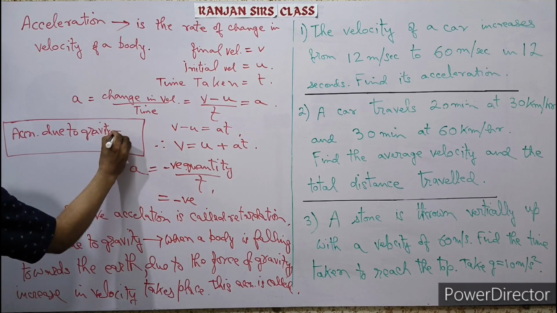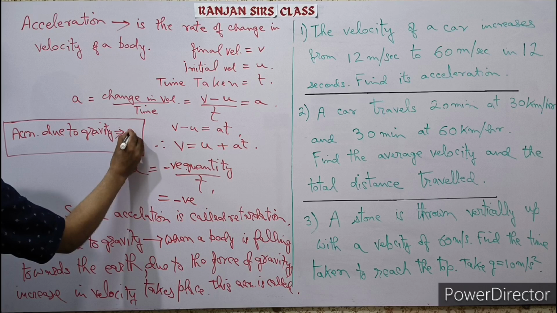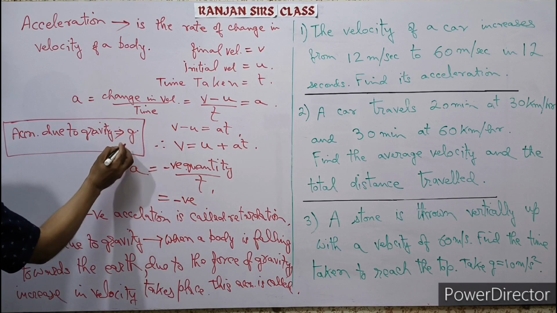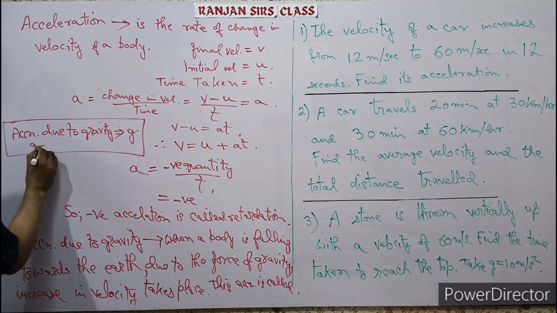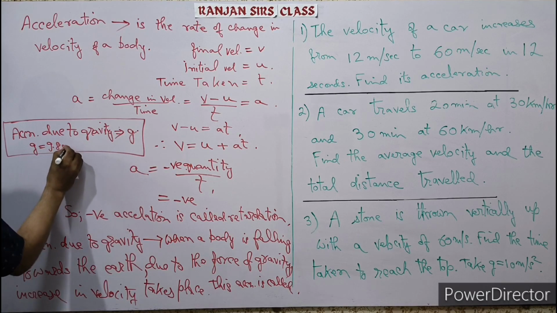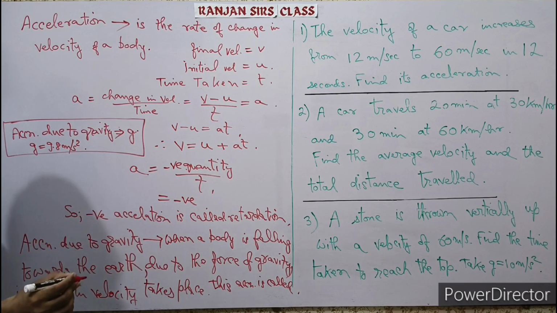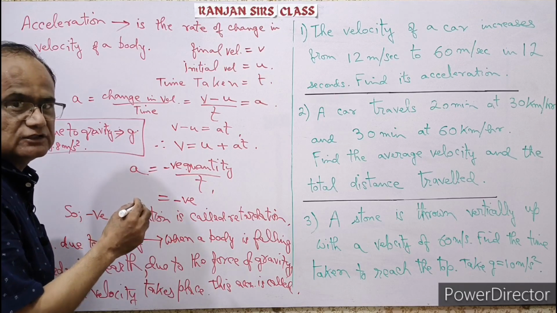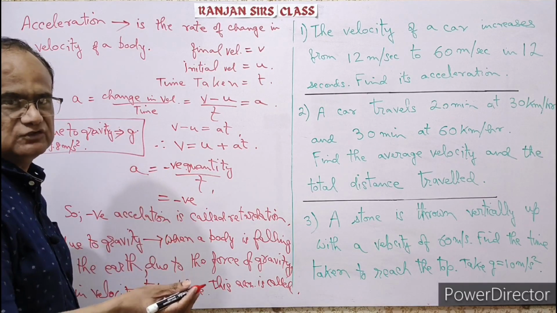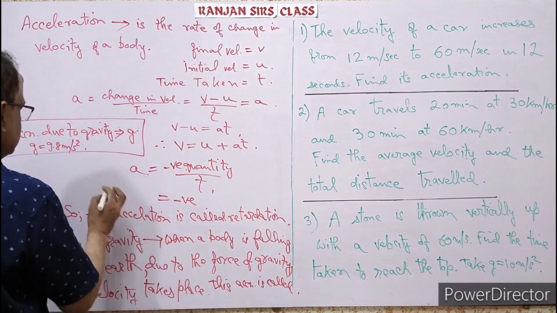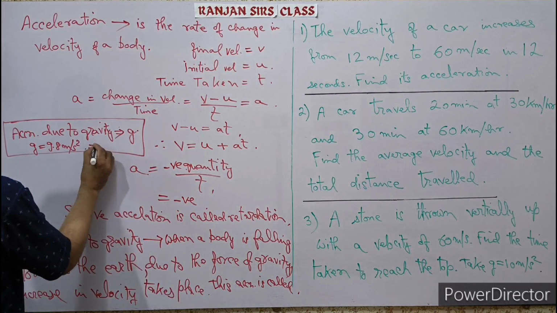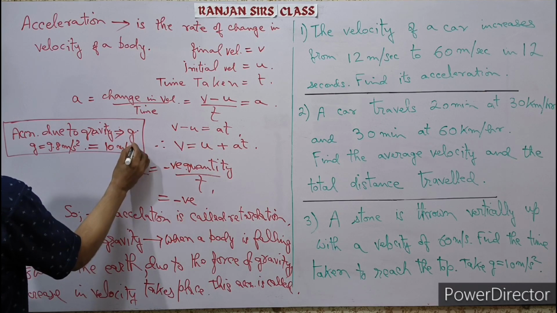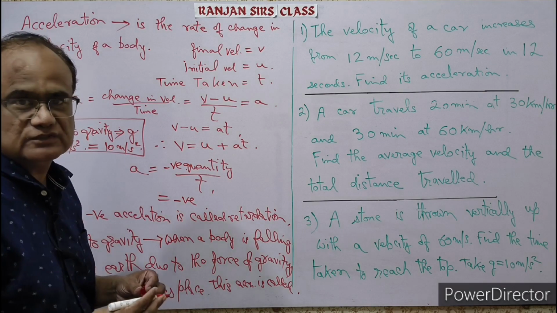It is denoted by the letter small g. The value of small g comes out to be equal to 9.8 meters per second square. But while doing certain numericals, sometimes you can take the value of g as 10 also. If it is given in the problem, you can take g as approximately 10 meters per second square. That is the acceleration due to gravity.